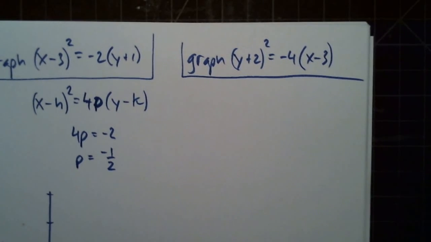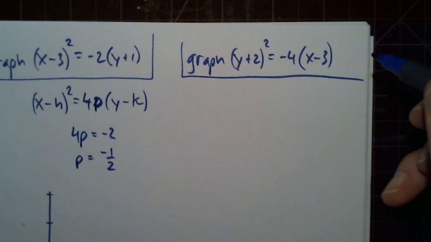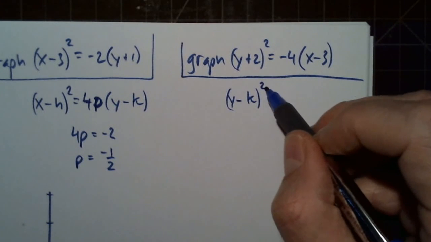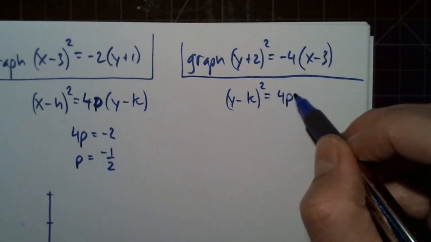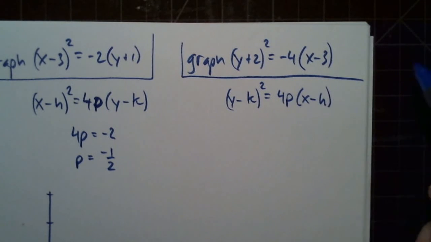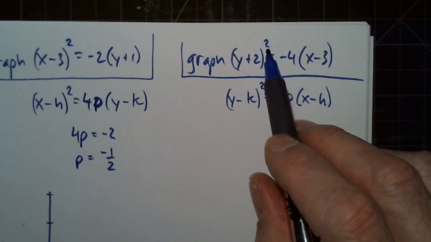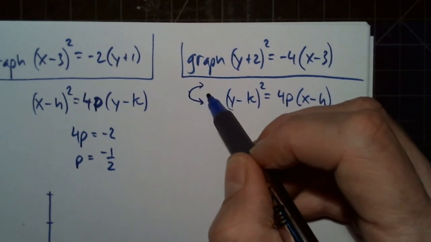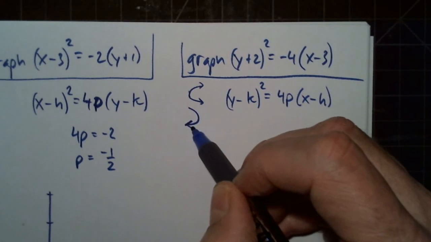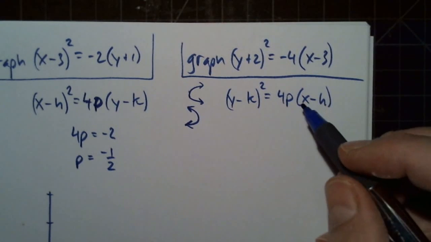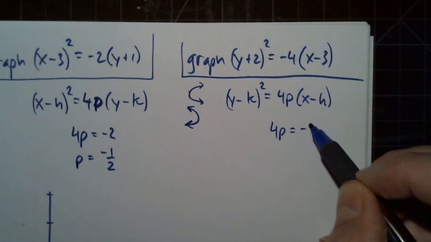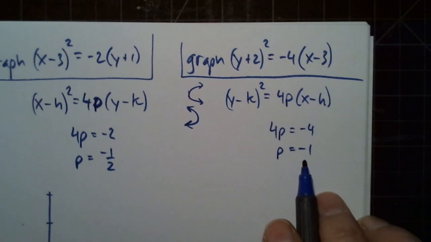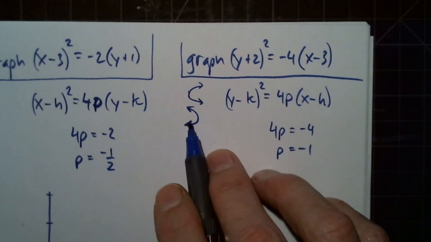Alright, pause the video and try that one. Since y is squared, we know it must open horizontally. It could go that way or that way. And 4p is equal to negative 4, so p is negative 1. Since p is negative, we know it has to open to the left.